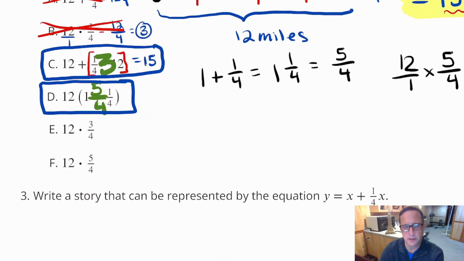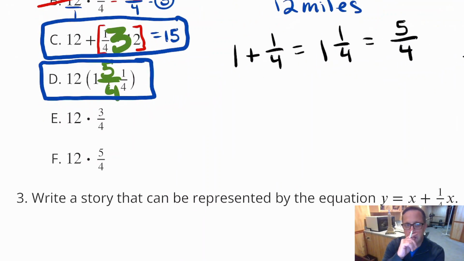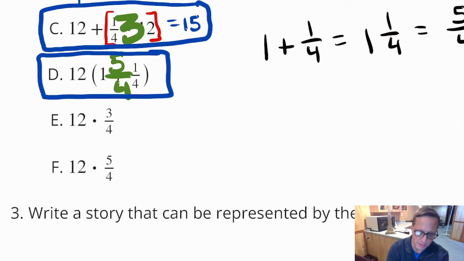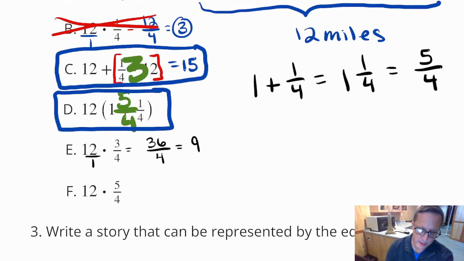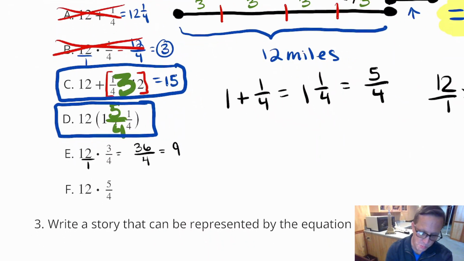All right, so E. Now E, I know I'm a teacher, so I see these things right away, but I'm multiplying 12 times a fraction that's less than 1. So I know that is going to result in a number that's less than 12. But don't take my word for it. Let's look at the math here. 12 times 3 is 36. 1 times 4 is 4. And 36 divided by 4 is 9. And that is not going to work.